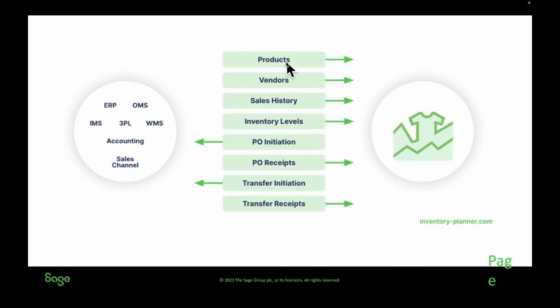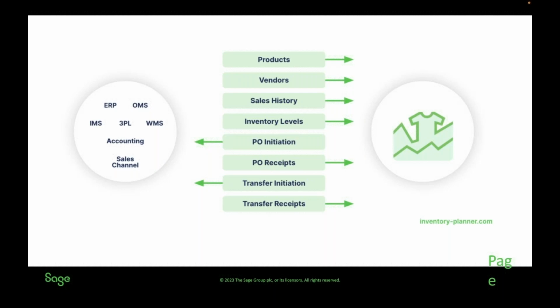So we need the product catalog, we need the vendor catalog and the related attributes, lead times, quantities you need to purchase in, price breaks, so on and so forth. We need the sales history, of course, because we have to identify how these products performed in the past. We'll also bring in inventory levels, so we have to fully understand what's already in stock, what's out on PO, in order to make accurate forecasting decisions. And then we can push and pull POs and transfers. So what I mean by that is once we have this data, a lot of our customers initiate POs out of Inventory Planner.